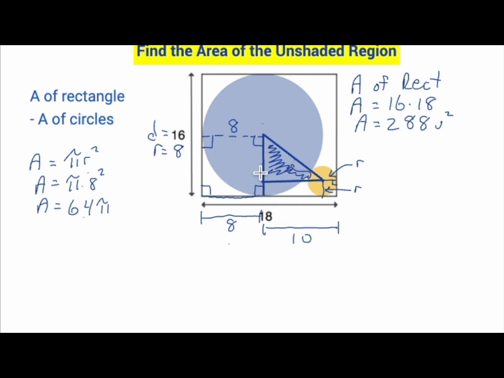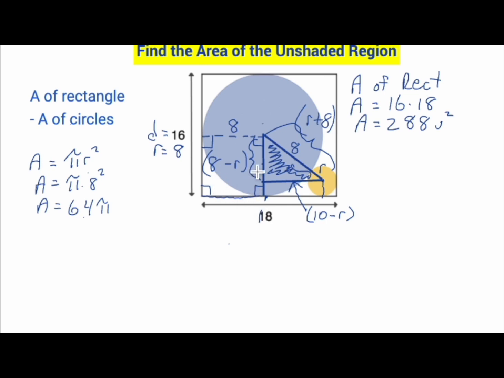We know that this is 8 as the radius of the blue circle, and this bottom part is r, and that's r, which makes this portion here 8 minus r. We know that from this point here to the end is 10, but this little part is r, so that makes this 10 minus r. And we also know that this is the radius of the blue circle, which is 8, and this is the radius of the yellow circle, which is r, so that makes the hypotenuse here 8 plus r, or r plus 8.